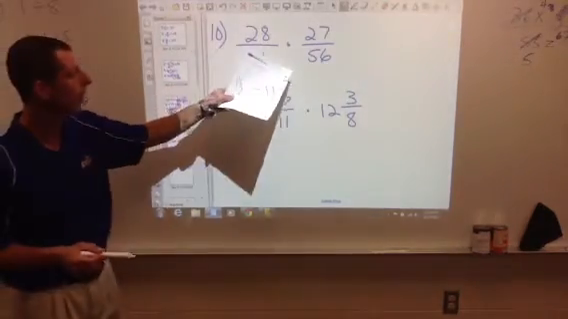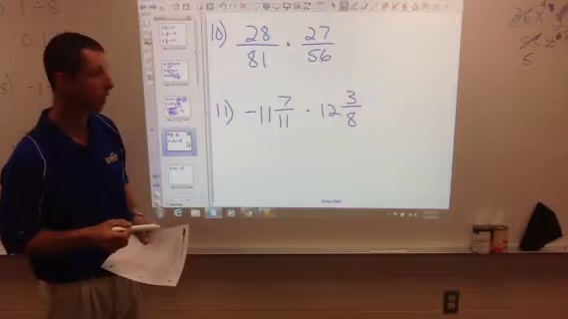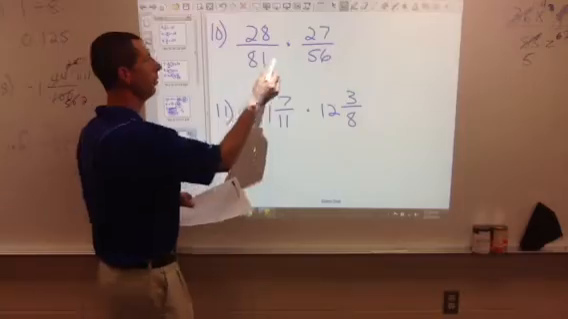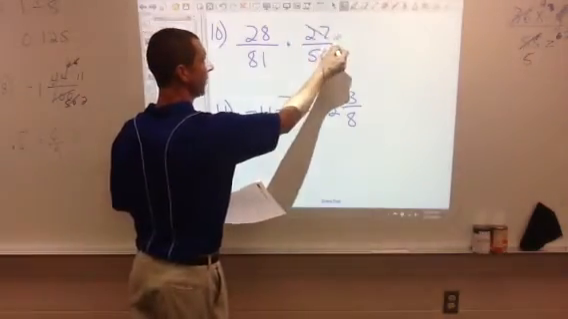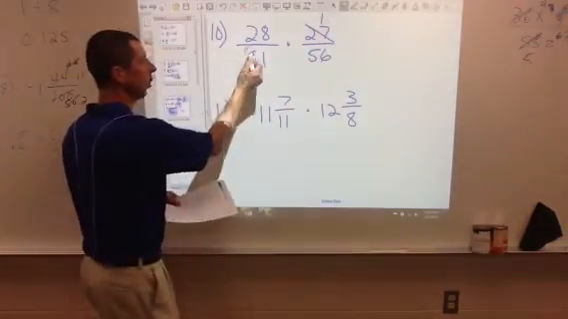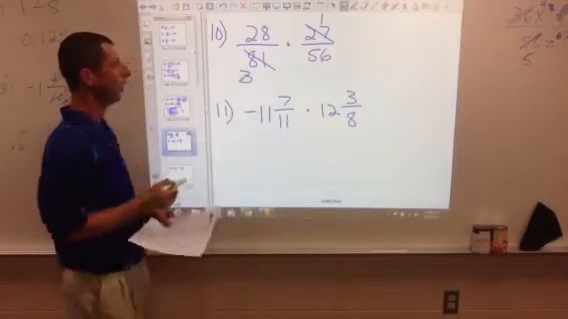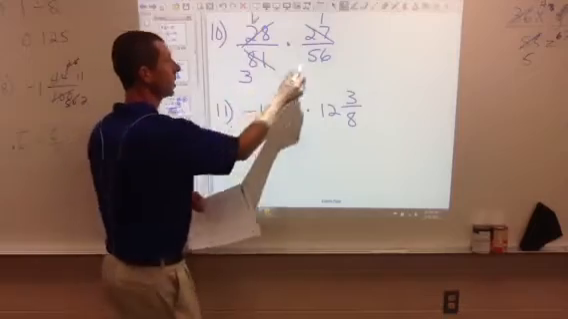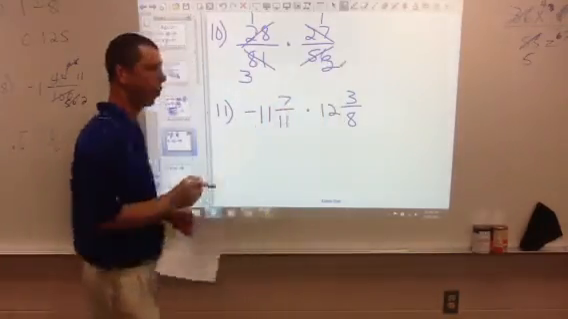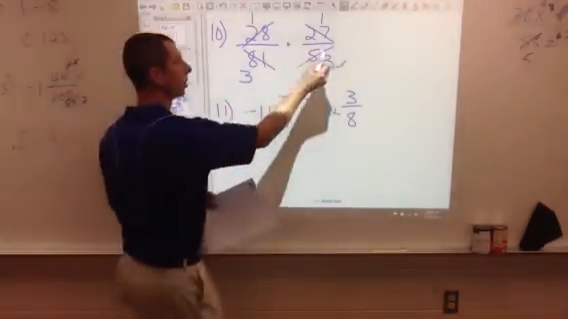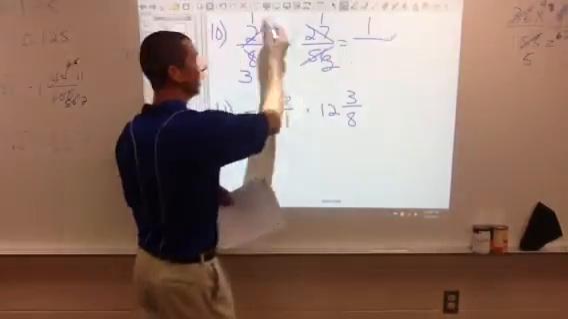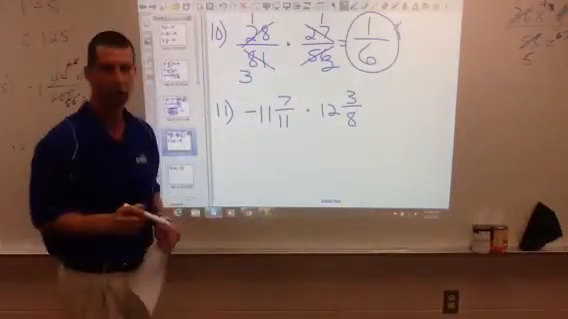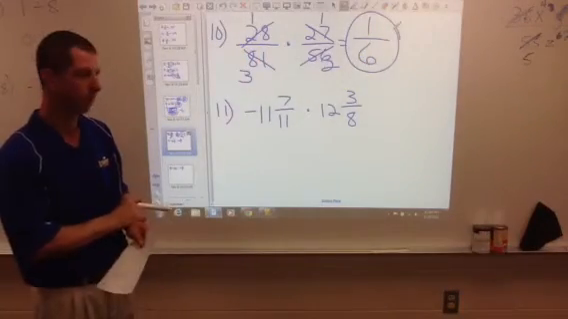Here we have one where we have to solve a multiplication problem. We're going to reduce within this problem. So when we reduce here, 27 goes into 27 once, 27 goes into 81 3 times. Here 28 goes into 28 once, 28 goes into 56 twice. Now when we multiply our numerators, we get 1, because 1 times 1 is 1, and our denominators give 6, so our answer is 1/6 on this problem.